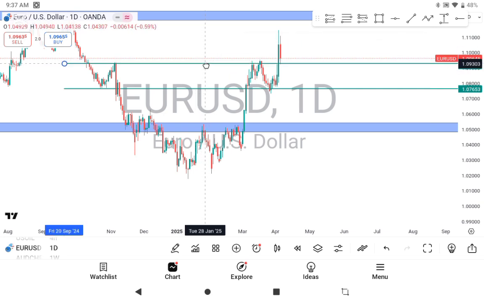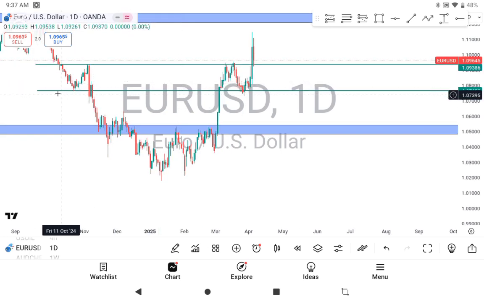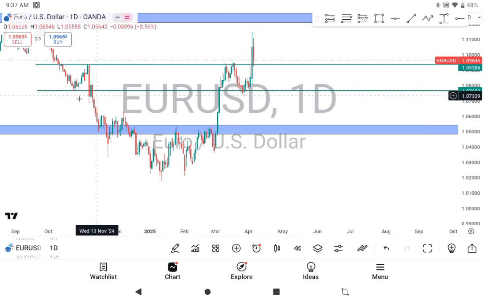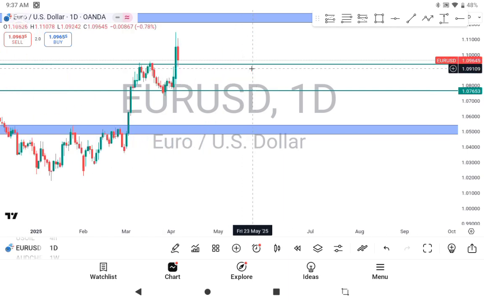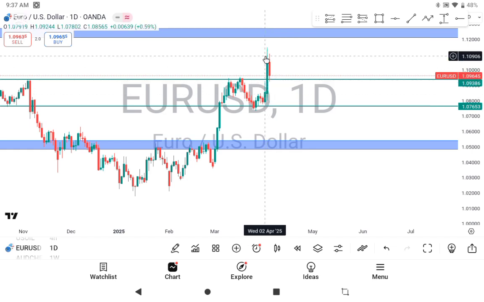Let me adjust this right here. So this acted as a support level and this also acted as a resistance level. Now price turned around right here, breaking it. When it got to this resistance level, it broke and closed above it. As you can see, we have a bullish, healthy daily candle breaking and closing above it.